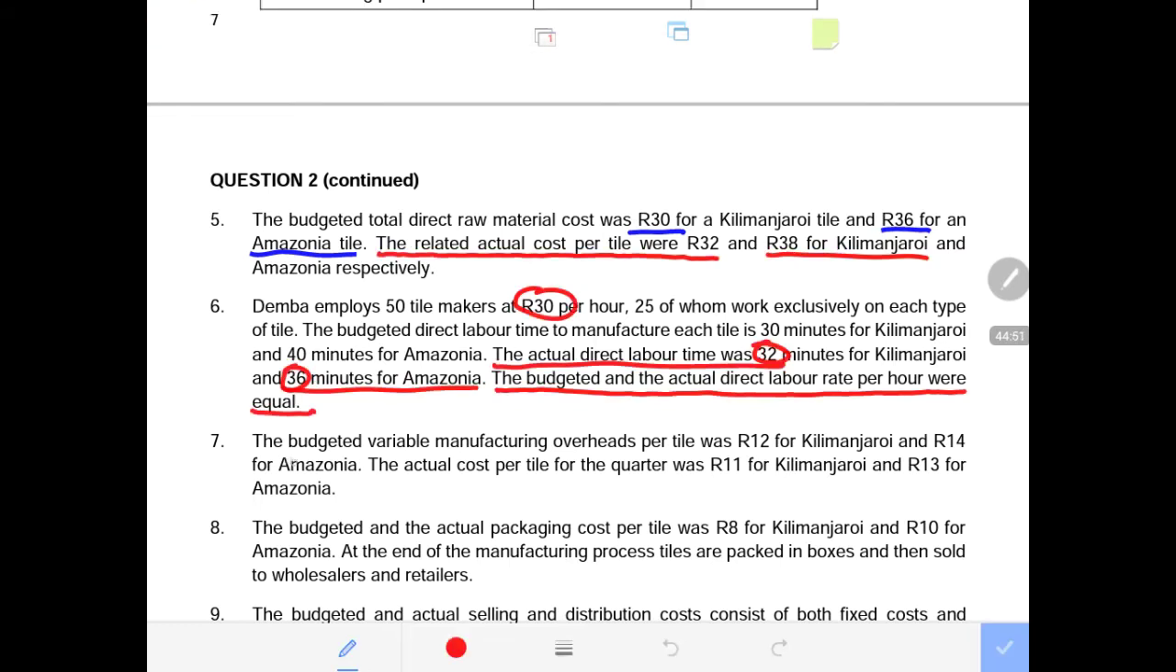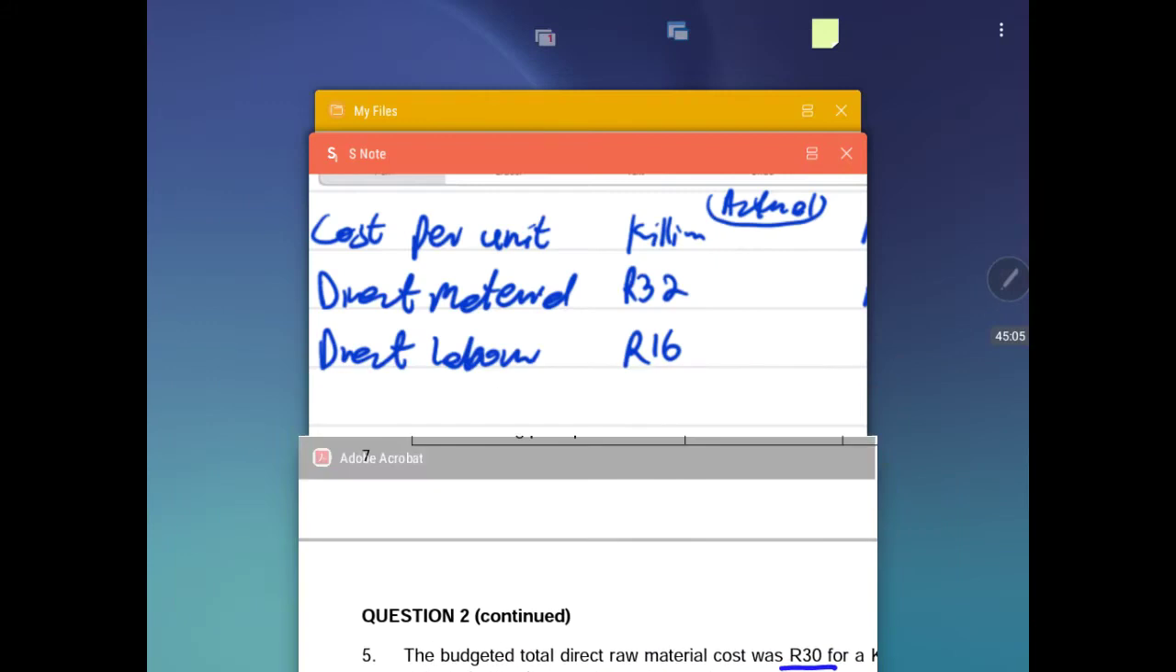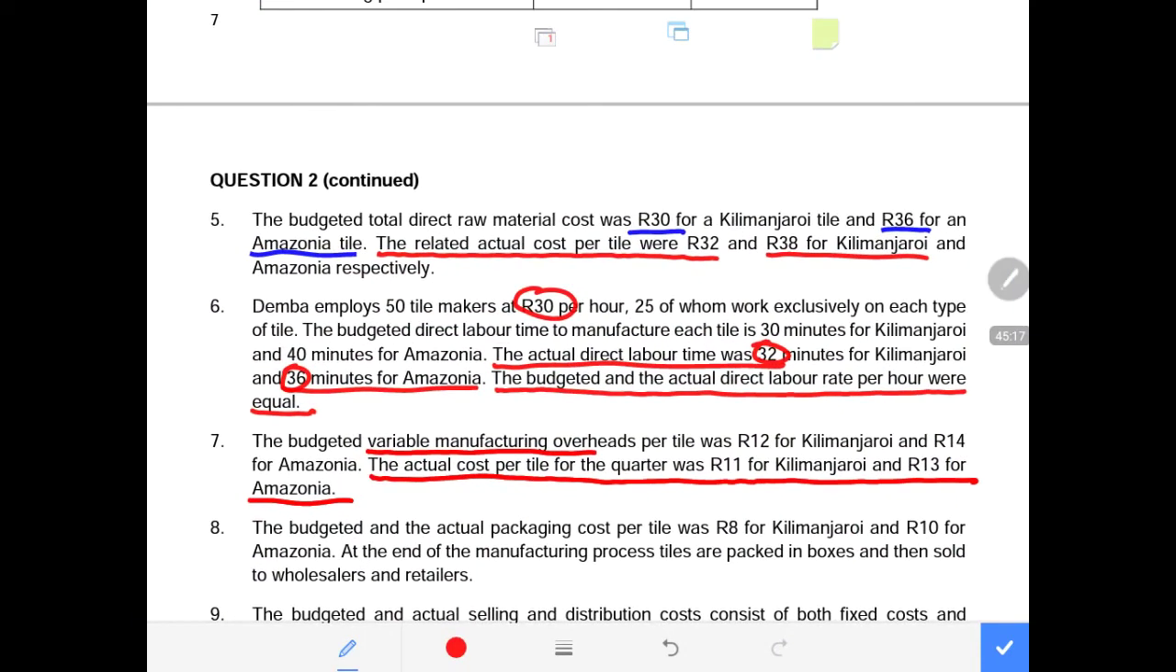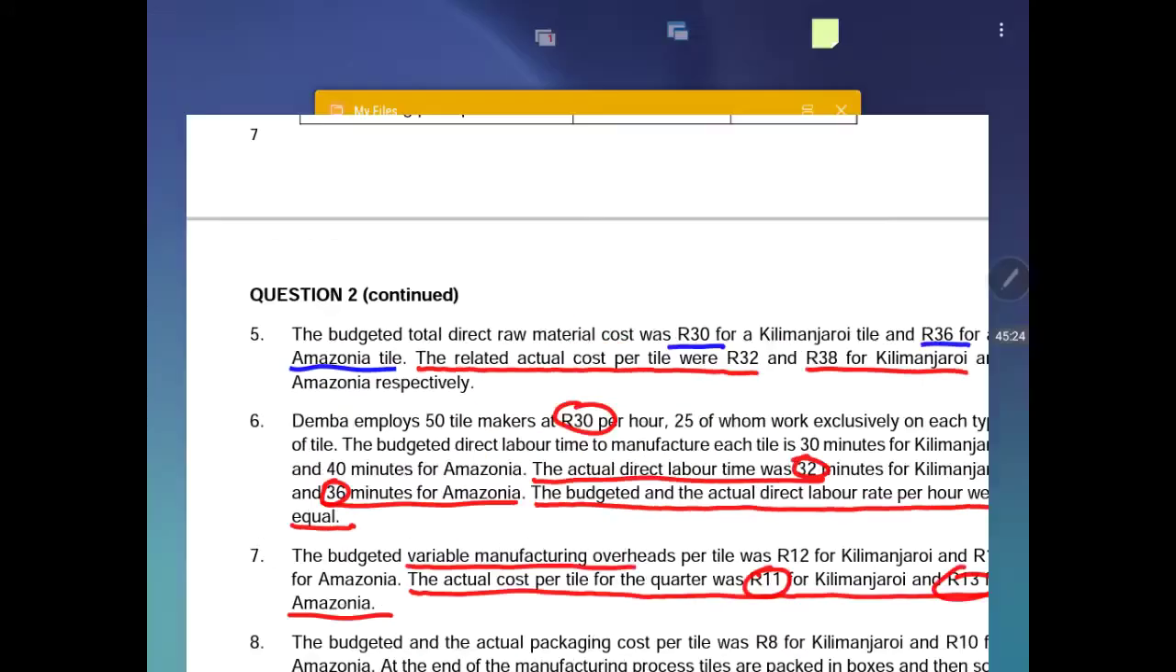Next one is number 7. The actual cost per tile equals 11 rand for Kilimanjaro and 13 rand for Amazonia. Which cost are we talking about? Variable manufacturing overhead. It was actual 11 rand and 13 rand. I'm looking for the actual. Let me verify that: 11 rand and 13 rand, that is the actual for Kilimanjaro and Amazonia.